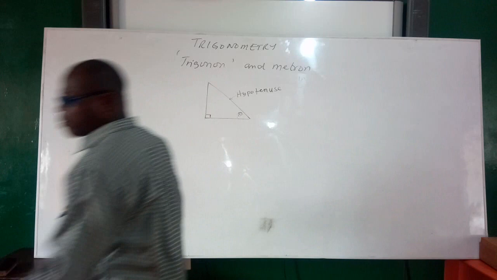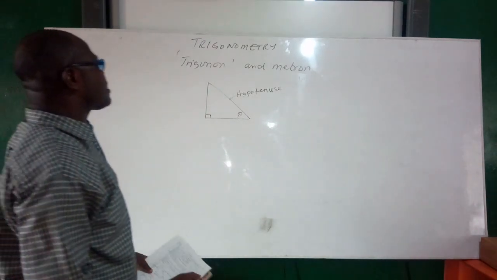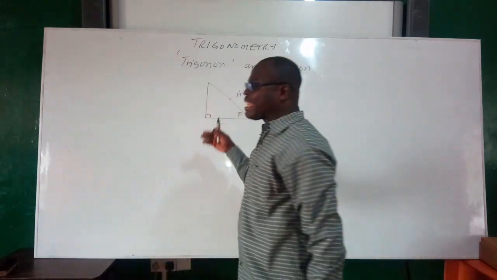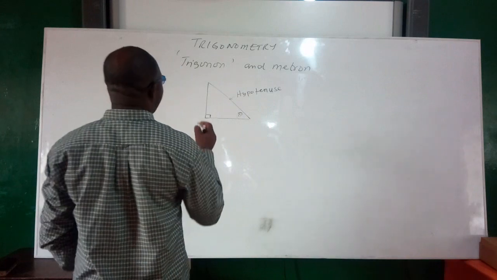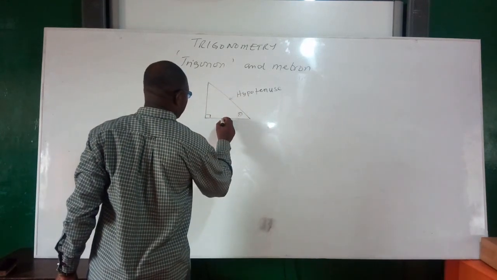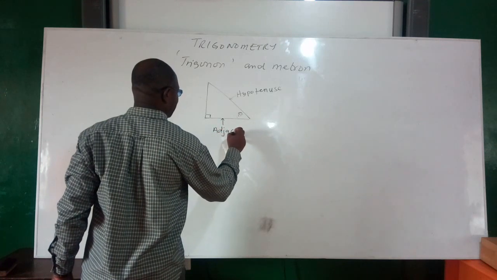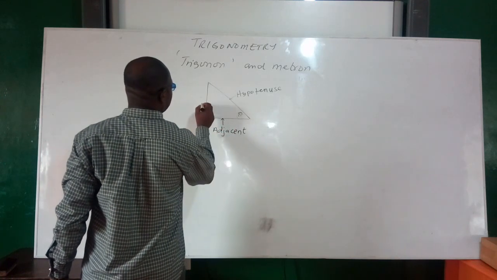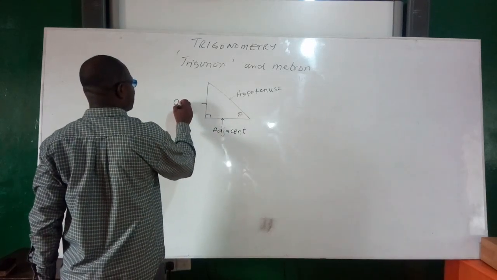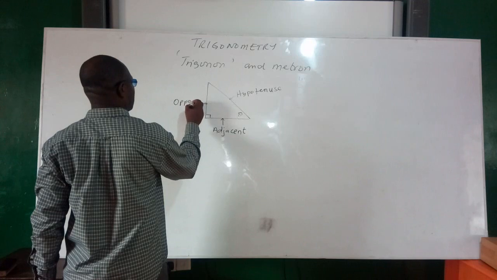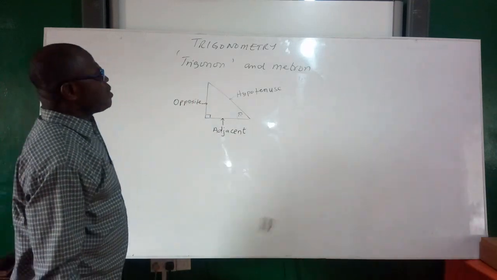Now that we have marked the angle, we can go ahead and name the other two sides. This side becomes the adjacent. And then the other side becomes the opposite.